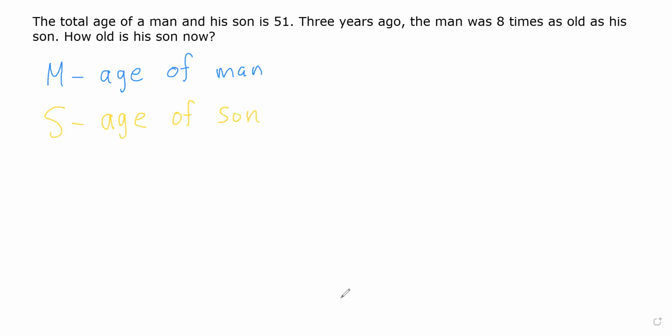In the first sentence, we were told that the age of the man and his son is 51. So M plus S is equal to 51. The next sentence says, 3 years ago, the man was 8 times as old as his son. So how old was the man 3 years ago? Well, the man's age 3 years ago is just M minus 3.